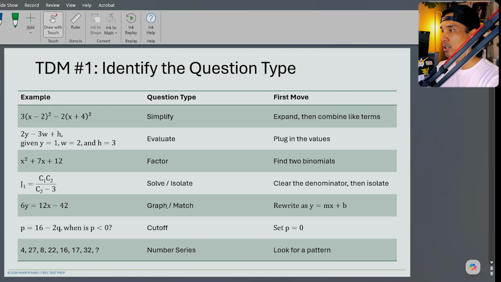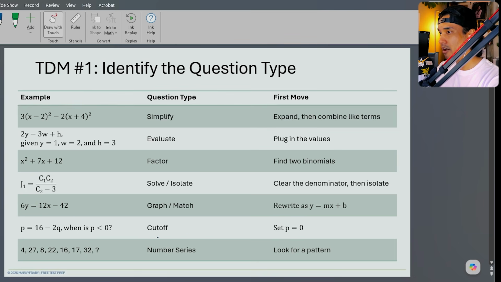Next, I have graph match. The question type is graph match, and I have 6y equals 12x minus 42. Well, the first thing I'm going to want to do is to simplify and then rewrite as y is equal to mx plus b. I could simplify all this by dividing every term here by 6.